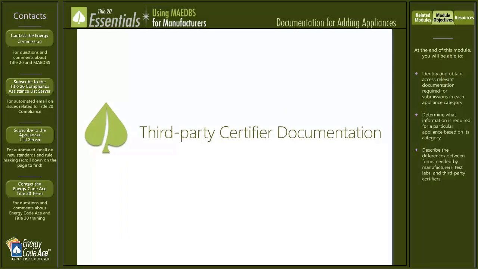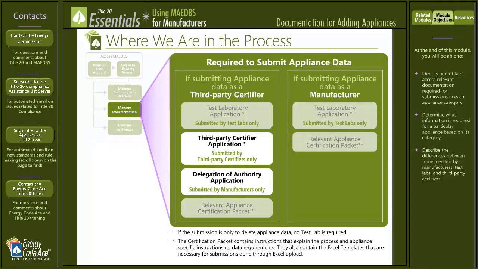Now let's look at third-party certifier documentation. So where we are in the certification process is that we're submitting appliance data as a third-party certifier. And in order to do this, there are a few key pieces of information that need to fall into place. First is the third-party certifier application. So a company or association must submit a third-party certifier application through the online form in MAE DBS.